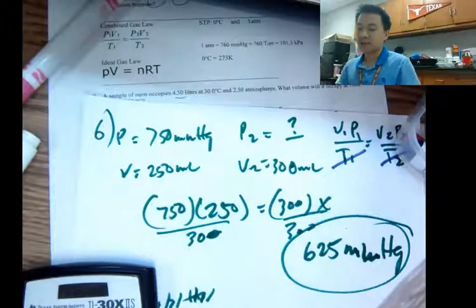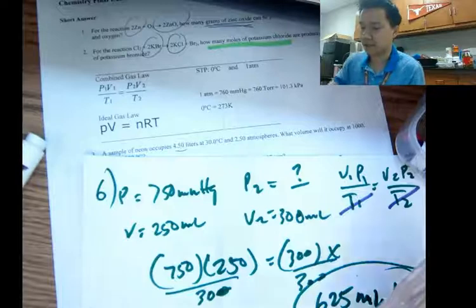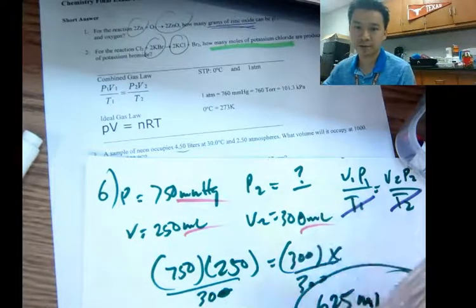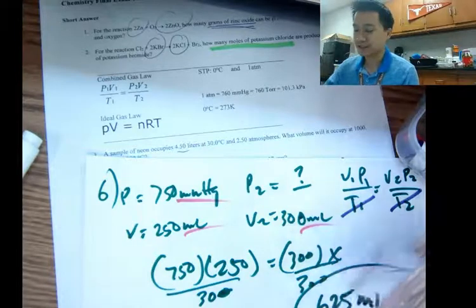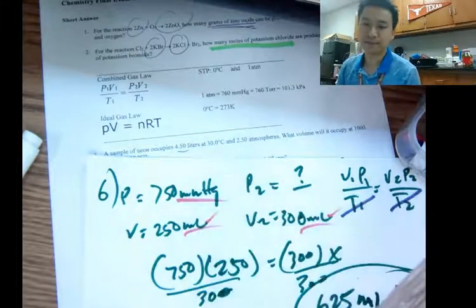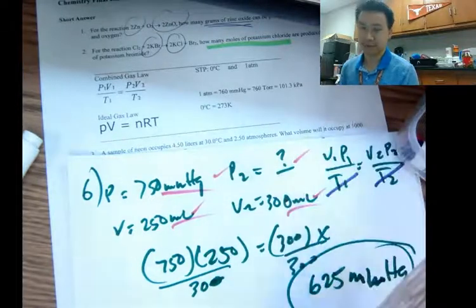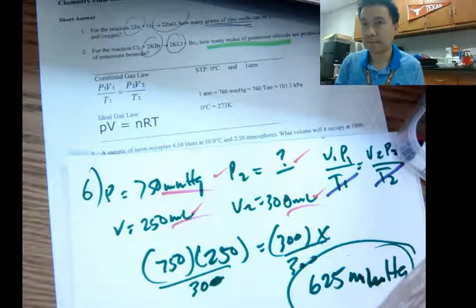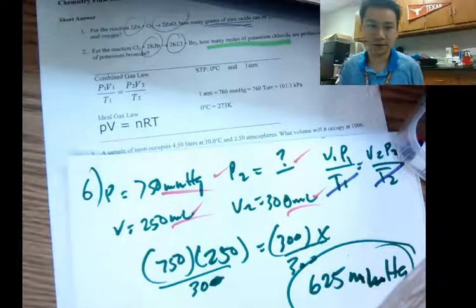Okay. So you might ask me, does it matter if this is millimeters of Hg, or does it have to be in liters? No, not for P1, V1, P2, V2. As long as they're the same. Look, mL, mL, they're the same. So this is mmHg. As long as they're the same on both sides, they're fine. But PV equals nRT, you have to have them specific.